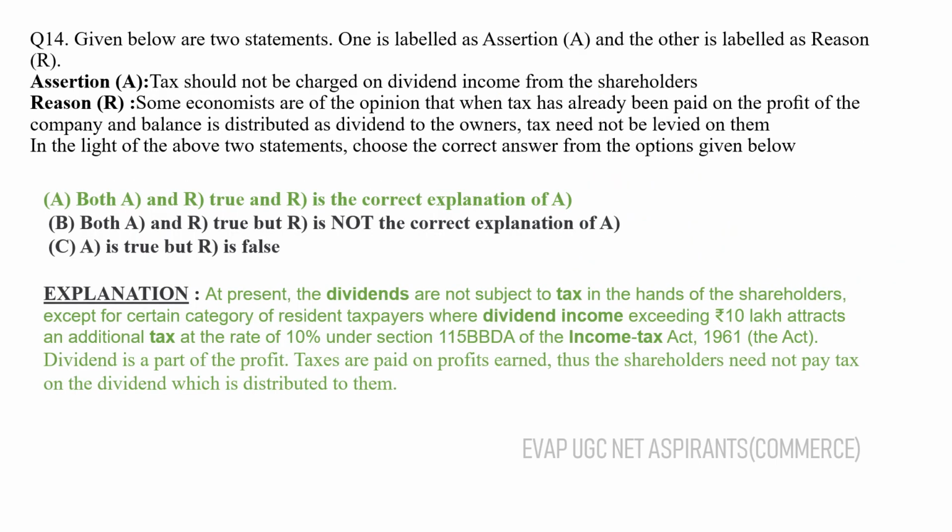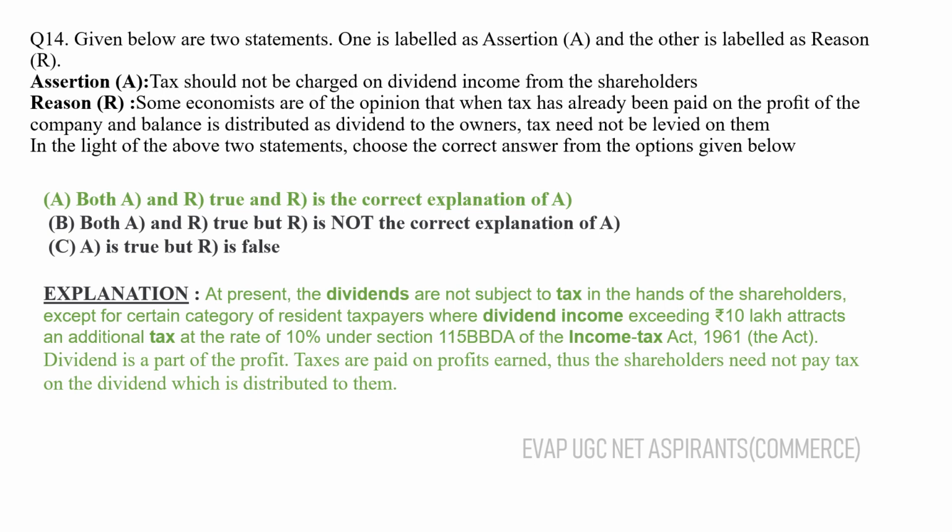So the next question, given below are two statements. One is labeled as assertion and the other is labeled as reason. In UGC NET we have many questions like this, that is assertion and reasoning. One tip to follow this is you have to be strong in the concept. If you know whether an assertion is right, you can interrelate it with the reason and find whether it is right. So the assertion: tax should not be charged on dividend income from the shareholders.